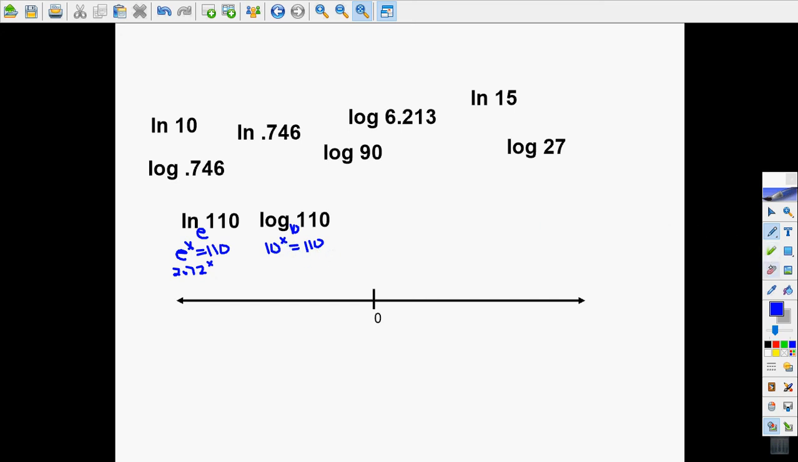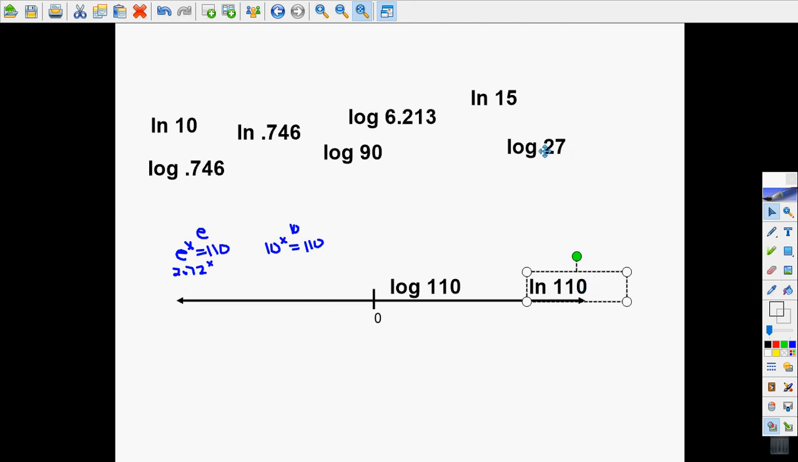So hopefully you can see that this guy would be bigger than this guy, right? Because it's going to take fewer times to take 10 times itself to get 110 versus how many times I'm going to have to take 2.72 times itself to get 110.